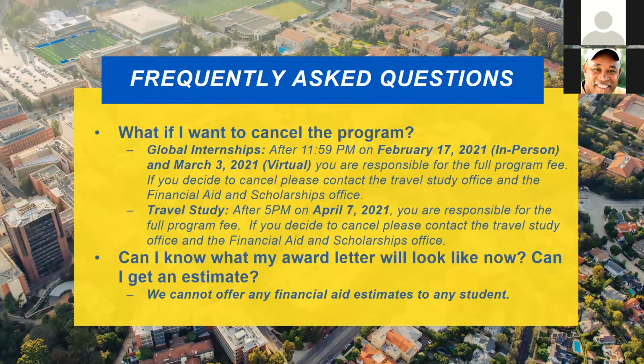So if the program is $9,000 and, for the global internships, you wait until March 15th to decide that you want to cancel the program, you will still be responsible for the full cost of the program. For the travel study program, you have until April 7th, until 5 p.m. If after 5 p.m., let's say 9 o'clock at night, you decide, I don't really want to do this program, you're going to be responsible for the full program fee.